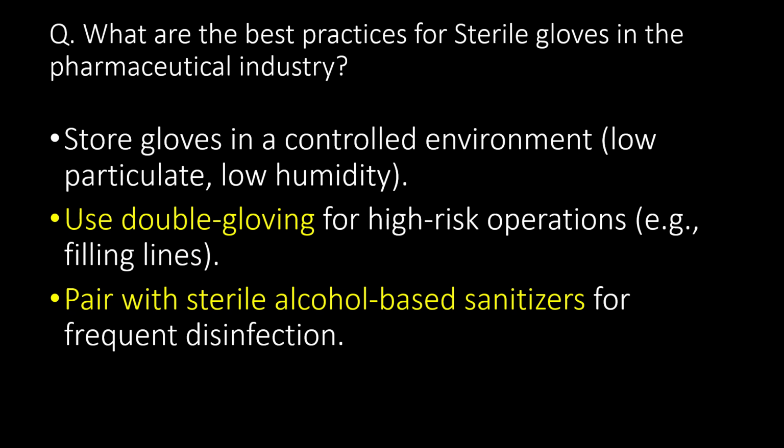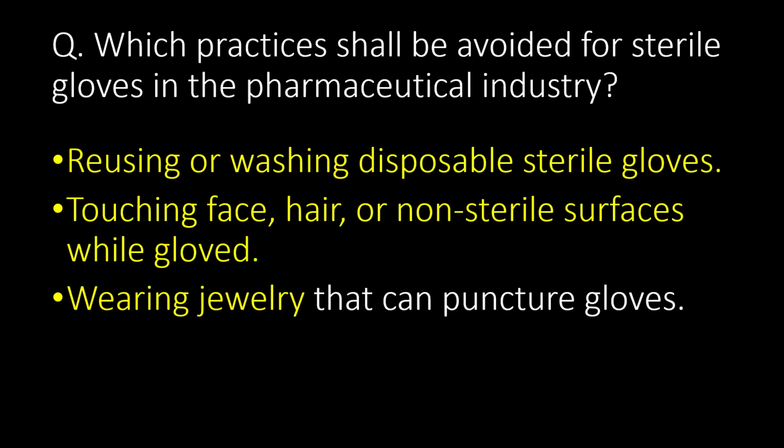Use double gloving for high risk operations, for example, filling lines. Pair with sterile alcohol based sanitizers for frequent disinfection. Which practices shall be avoided for sterile gloves in the pharmaceutical industry? Reusing or washing disposable sterile gloves, touching face, hair, or non sterile surfaces while gloved, wearing jewelry that can puncture gloves.